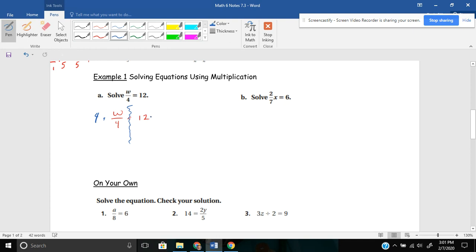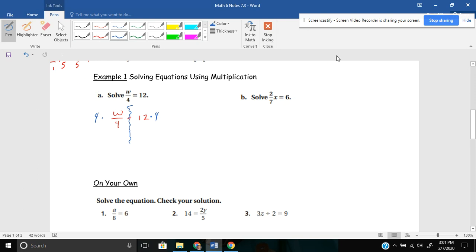And try to use a dot if you can now, because remember, if you're using x's, that looks sometimes like another variable and it can be confusing. So if you can, use a dot, right? On the left-hand side, multiplying by 4 and dividing by 4 are inverse operations. They are going to give you 1.